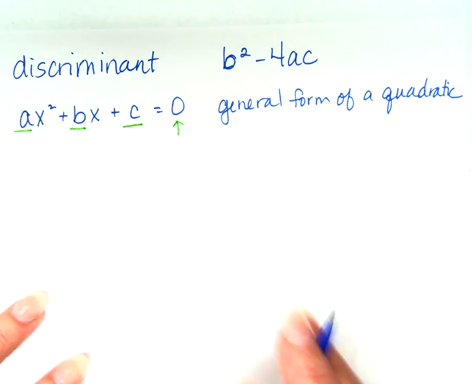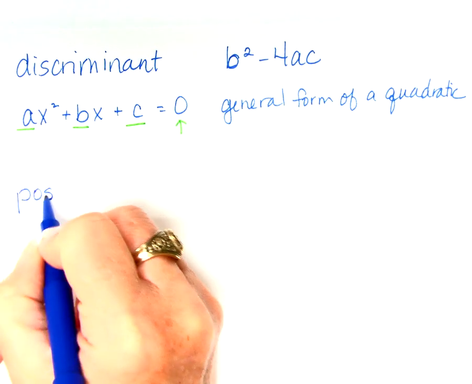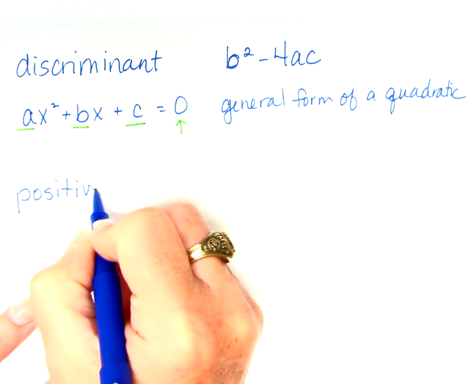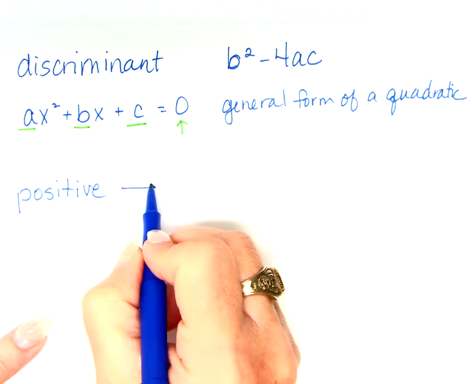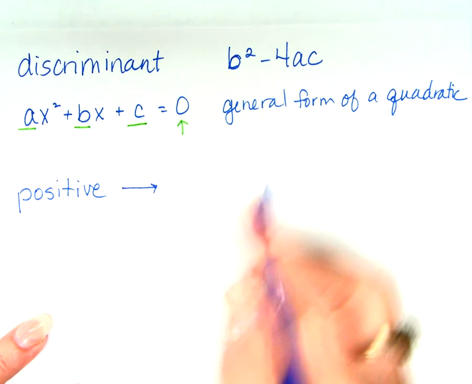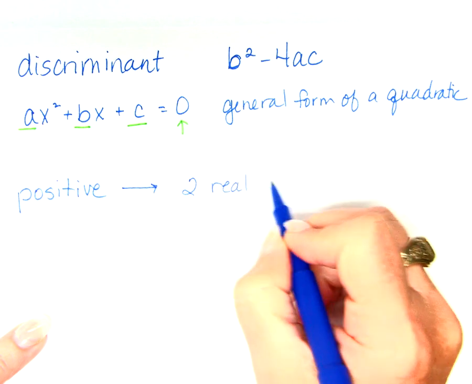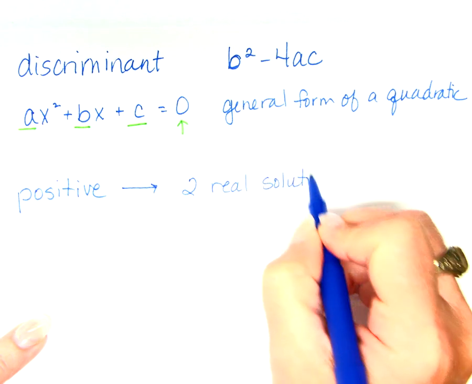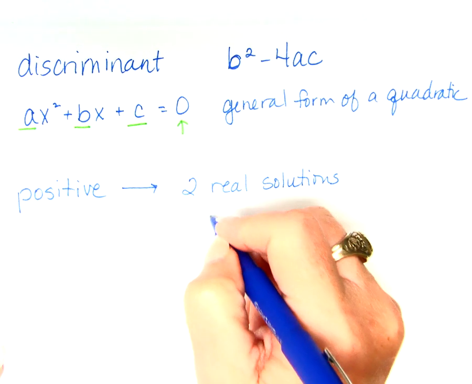The first possibility you can get for the discriminant is for the discriminant to be positive. When you put numbers into this formula and you get a positive number as your answer, that means you have two real solutions. Now, the discriminant doesn't tell you what those solutions are, but it tells you that you have two real solutions.